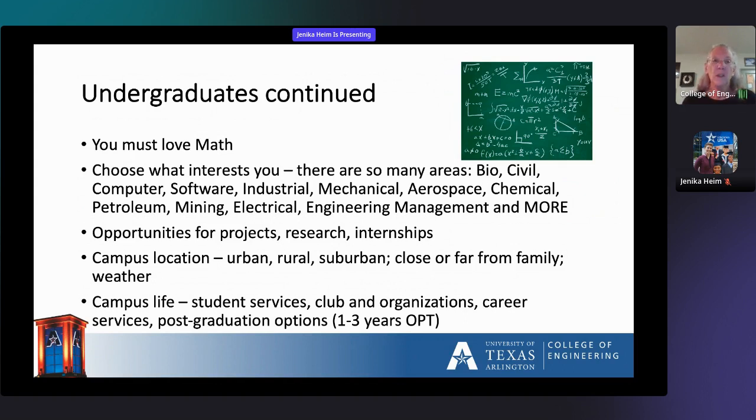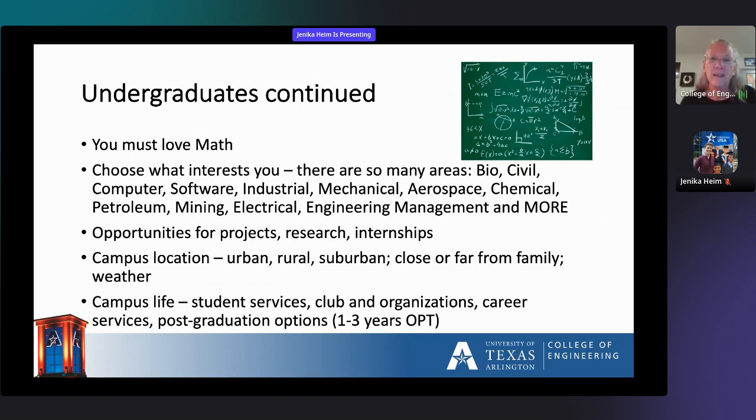You also want to be looking at opportunities for projects, research, internships. And something that a lot of students don't think about, and this holds true for both graduate and undergraduate students, is the campus location. Is it in an urban setting? Is it in a rural setting? Is it suburban? Are you going to be close or far away from family? A lot of students want to be as far away from family as possible. Other students want to be close to family or good family friends.